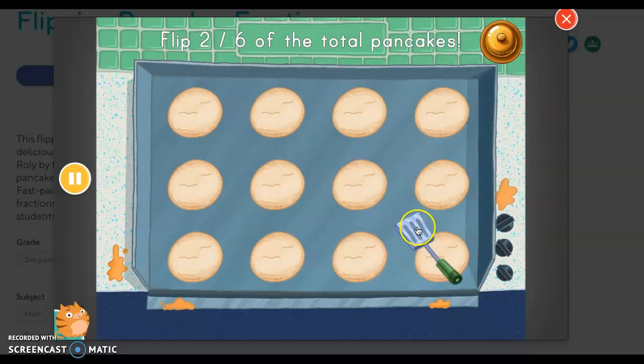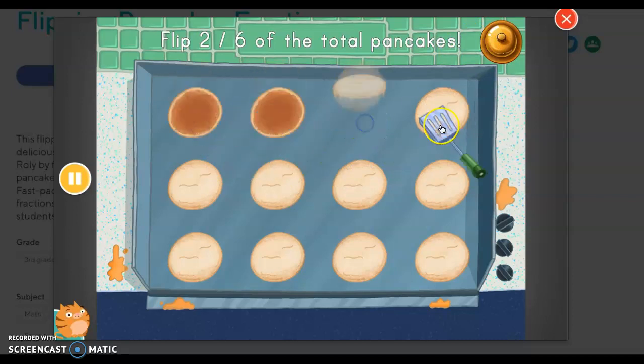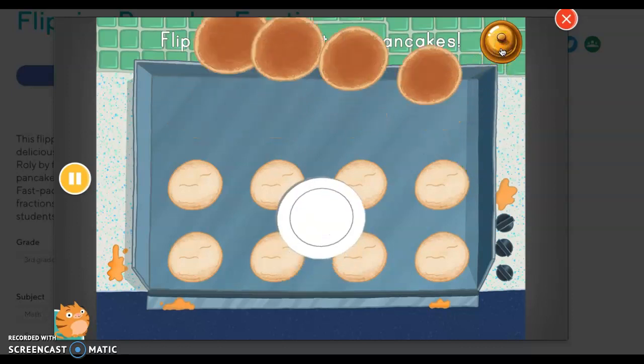Two, six. So some of your children are going to flip 2, right? Let's ding the bell and see what happens. No, it just gives you a duh-duh. There's no verbal that says try again, but it flips them back over for you. So 2, 6. 1, 2, 3, 4. Ding.